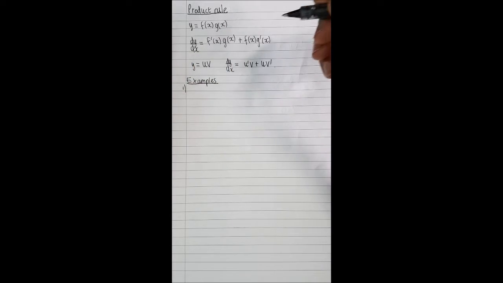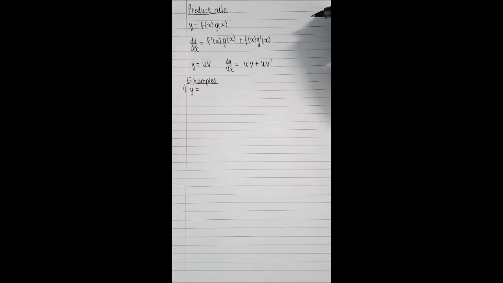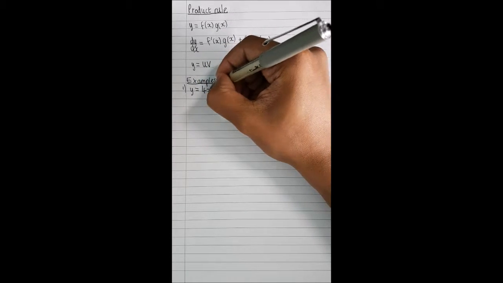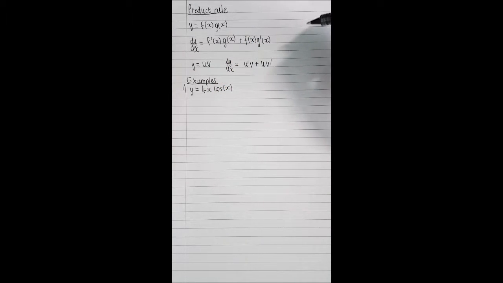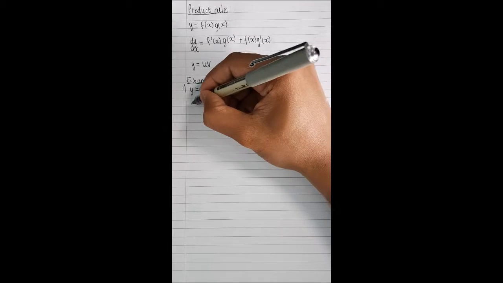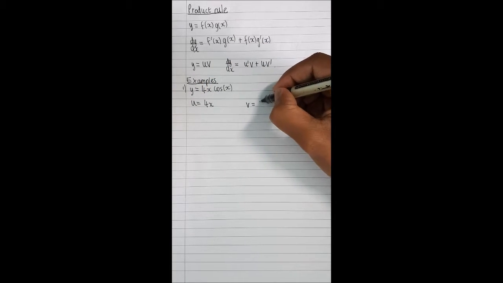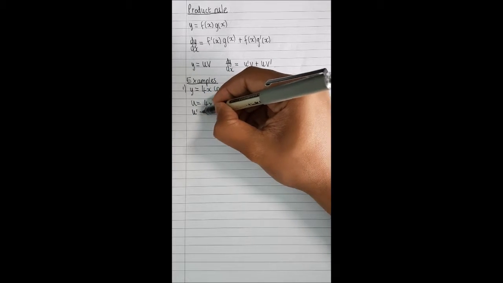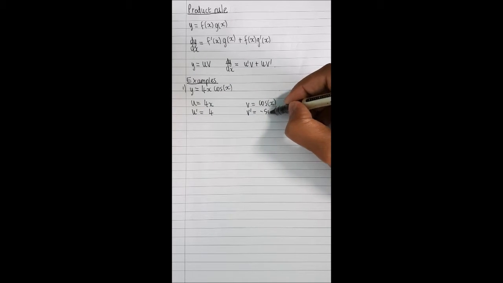So example number 1, y equals 4x cos x. In this case we have two functions multiplied together, i.e. 4x is multiplied by cos x. So what we are going to do is split it up in such a way that u is equal to 4x and v is equal to cos x. Then we are going to differentiate each one respectively. So u prime is equal to 4 and v prime, the derivative of cos x, is minus sin x.